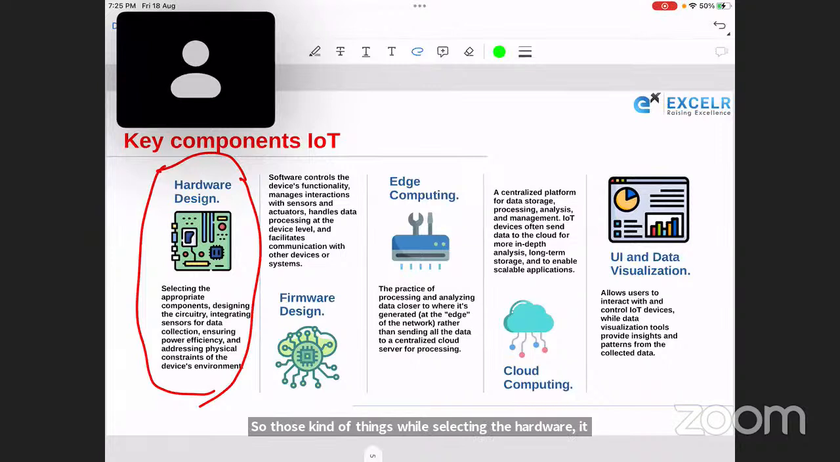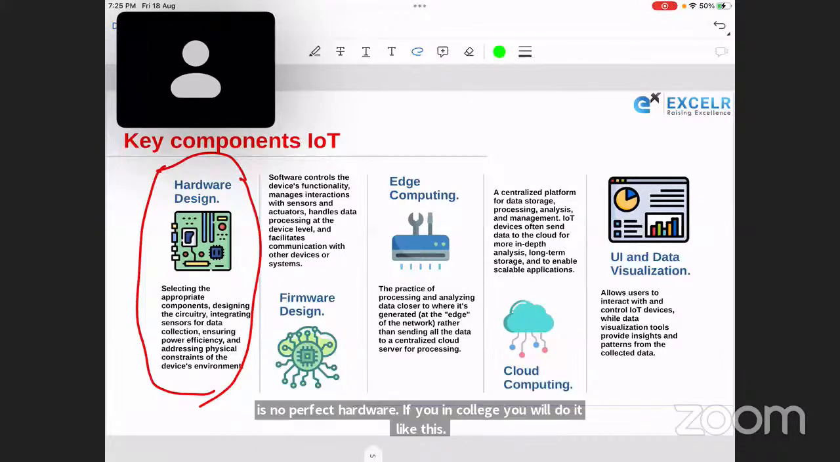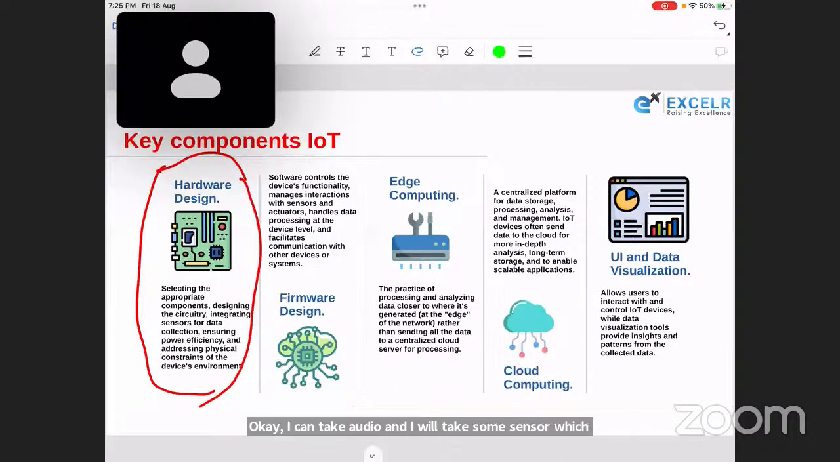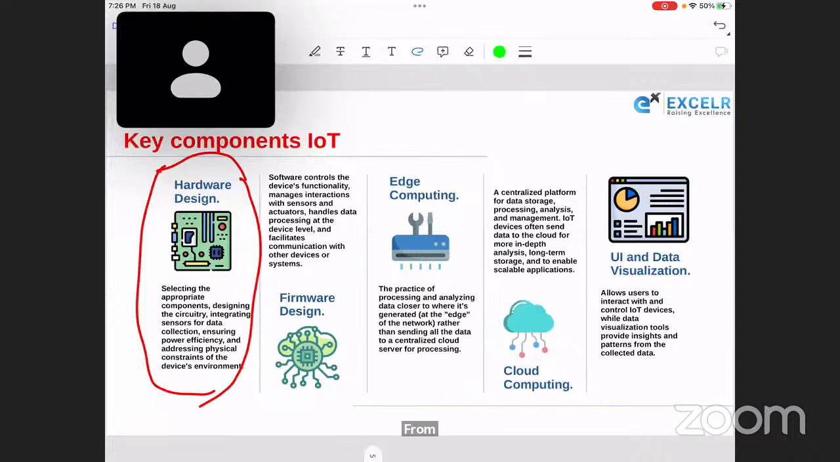In college, you will do it like this: I can take an Arduino and some sensor which is available, and I will show a use case. That can be the way for a college-level scenario. But in a real-time scenario, for each and every sensor type, you have hundreds and thousands of sensor companies across the globe. From there, you have to understand which one to select for your use case.